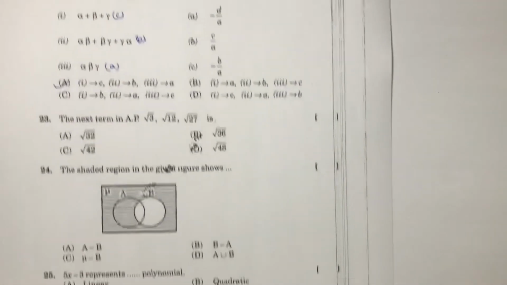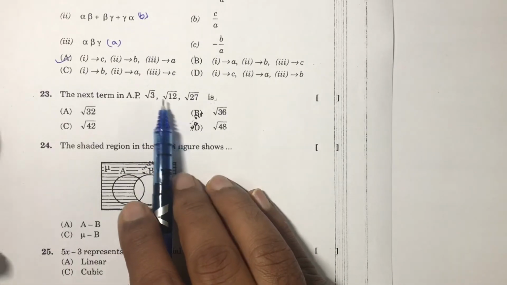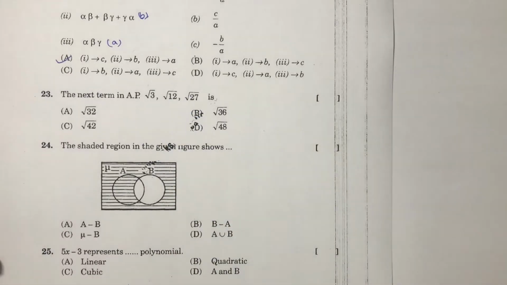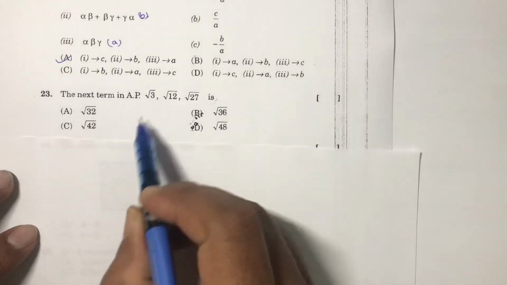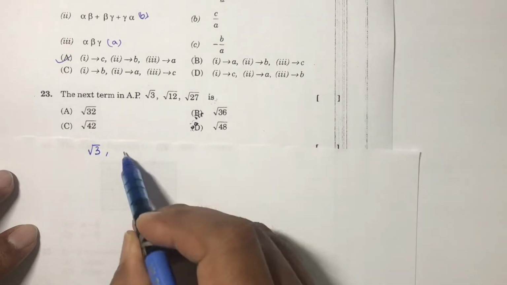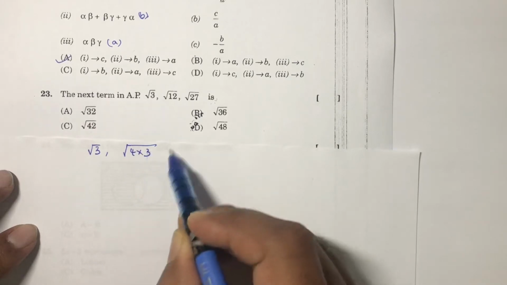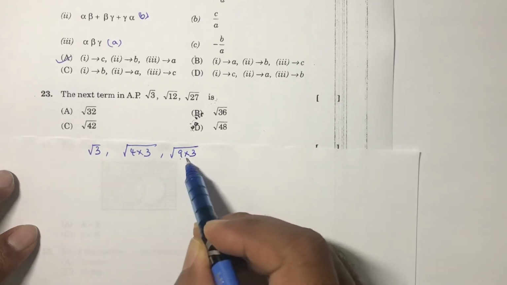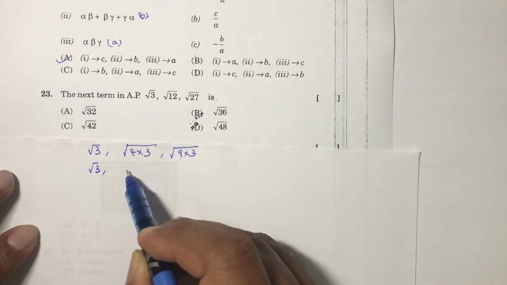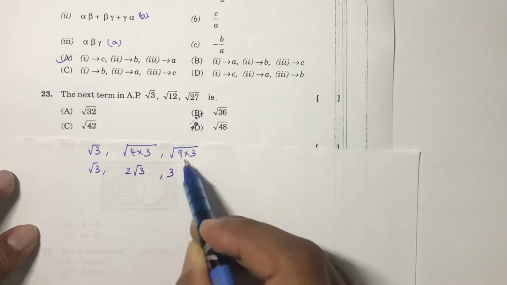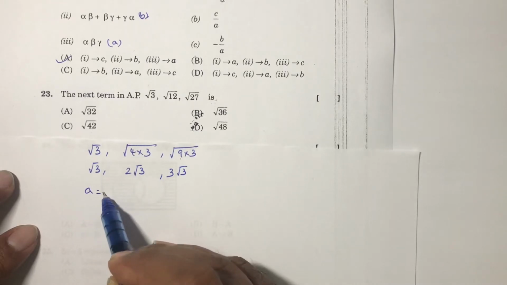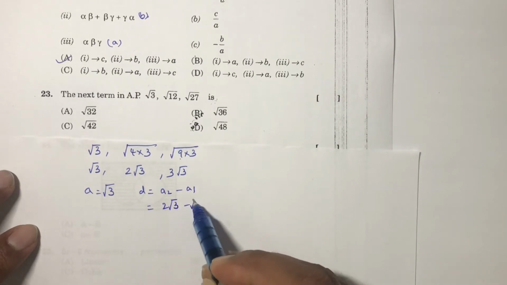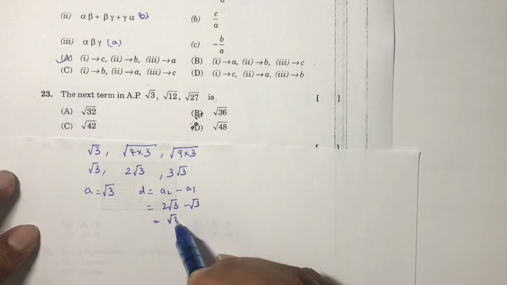Next one. The next term in the AP. It is already in AP, and we need to find the next term. Before that, try to write these terms in the simplest form so it will be easy to understand. First one is root 3. Root 12 you can write as root of 4 into 3, and root 27 as root of 9 into 3. So root 4 is 2, giving 2 root 3. Root 9 is 3, giving 3 root 3. So the first term is root 3. Common difference is a2 minus a1, 2 root 3 minus root 3, so common difference is root 3.